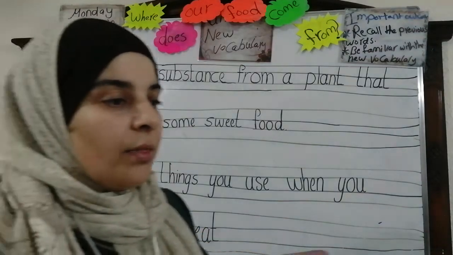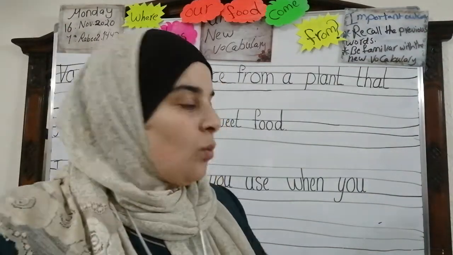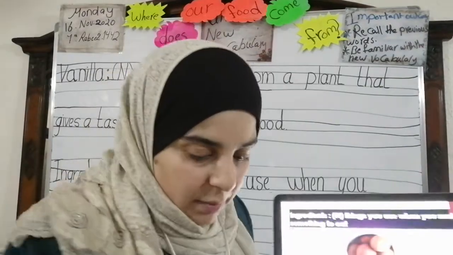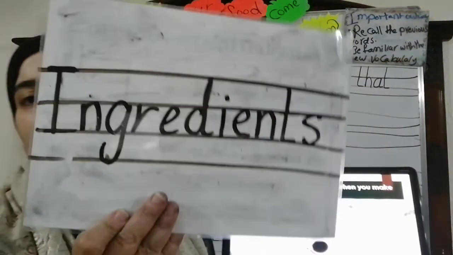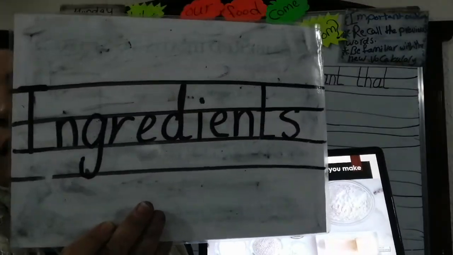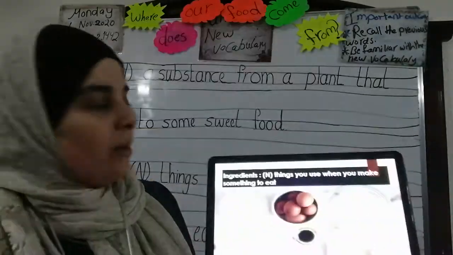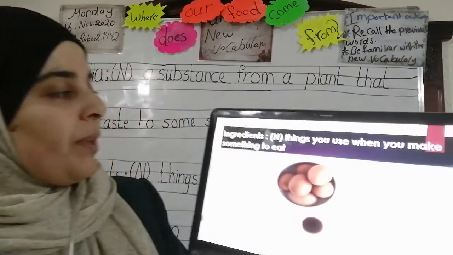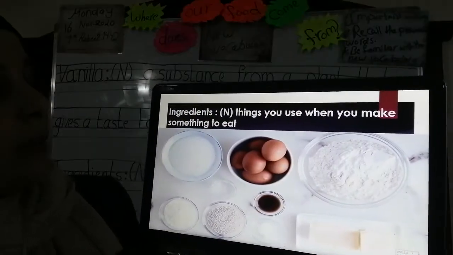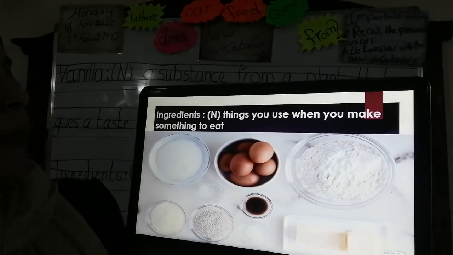What do you have? The next word, look here. We have the word, look at me, this one. Look, ingredients. Again, ingredients. What do you mean by ingredients? It's a noun. Things you use when you make something to eat.